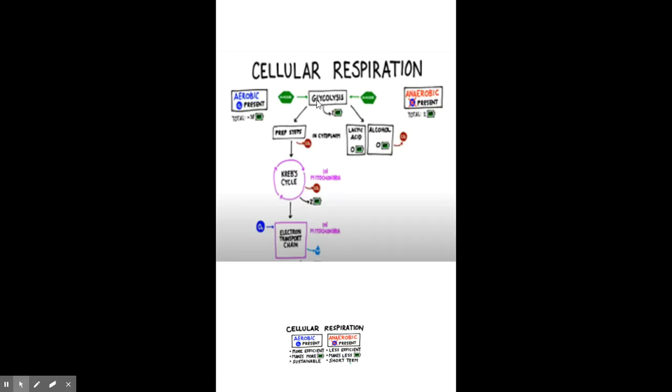Step 1 in either one of those is glycolysis. Step 2, if oxygen is present, is called the Krebs cycle, and step 3 is the electron transport chain. If oxygen is not present, we still start out with glycolysis, but we go to fermentation. And depending on the type of cells, it can be lactic acid fermentation or alcoholic fermentation.